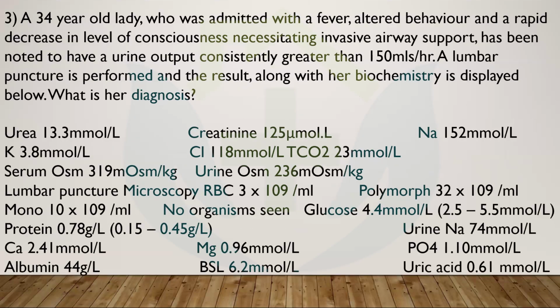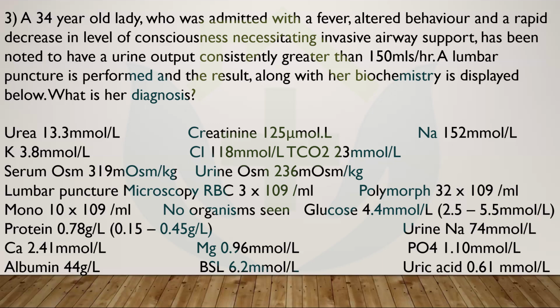This is a 34-year-old lady admitted with fever, altered behavior, decreased consciousness, necessitating invasive airway support, noted to have a urine output consistently greater than 150. Lumbar puncture was performed and the result along with the biochemistry is displayed. What is her diagnosis? So very typical question. Most of you should get this correctly. I think 2 of them got it correctly in my viva.